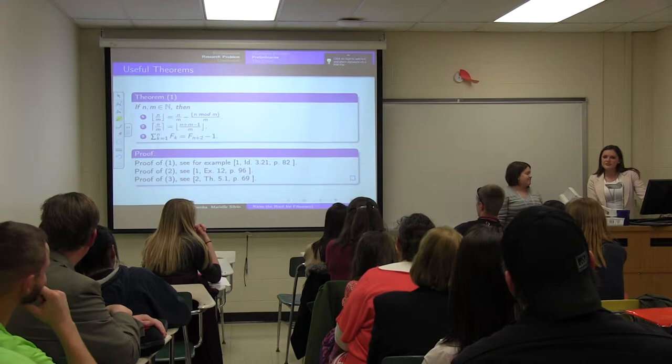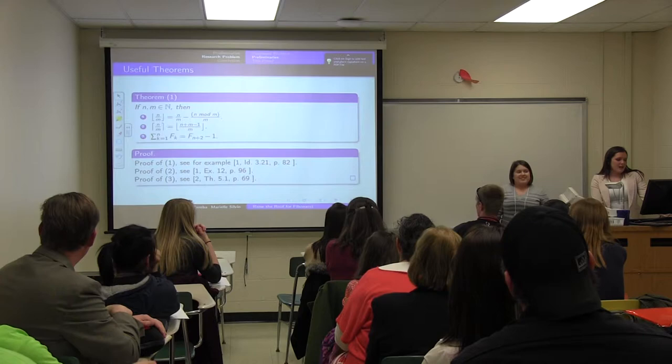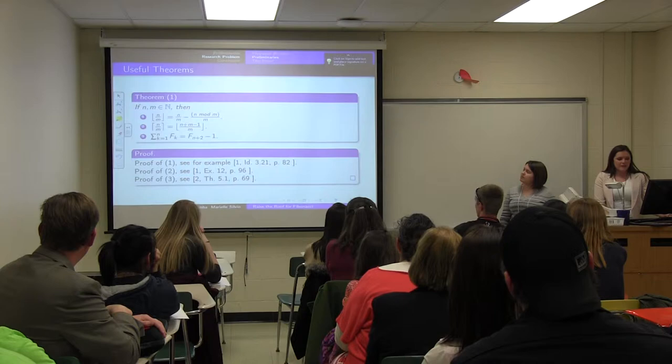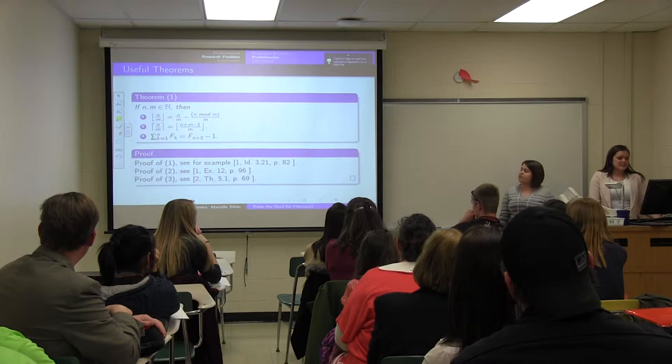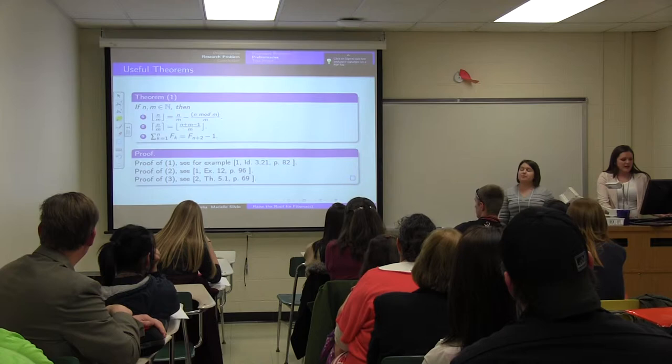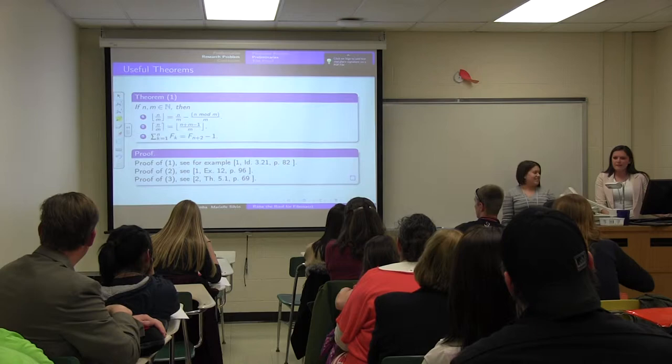The first one goes as follows. If n and m are in the set of natural numbers, then the floor of n divided by m equals n divided by m minus n mod m divided by m. The second part of the first theorem is the ceiling of n divided by m is equal to the floor of n plus m minus 1 divided by m. The third part is the summation from k equals 1 to n of f of k is equal to f of n plus 2 minus 1. To see the proof of these, you can refer to the references at the bottom of the page.